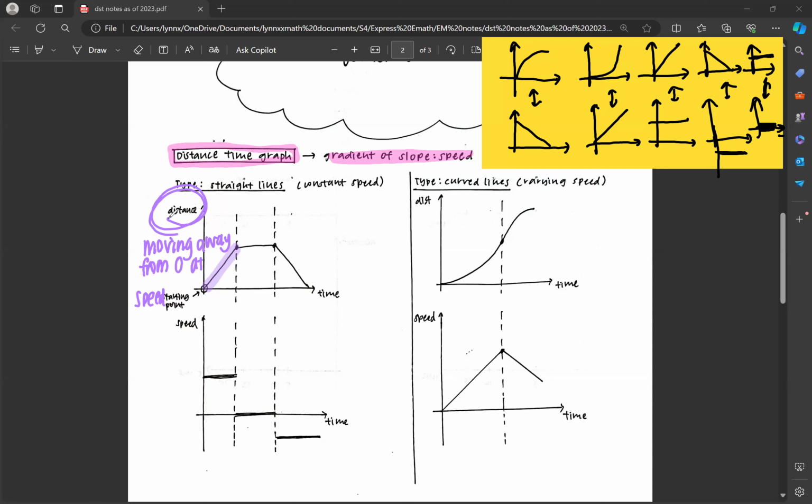Because guys, look here. What is this? Is this a speed time graph? Distance time graph means what is going up? This is what is going up. Distance is going up, not gradient going up. When distance is going up, it means the speed is what? Constant, yes. And this is how a lot of students get it wrong. Up doesn't mean speed is up. No, this is constant speed.